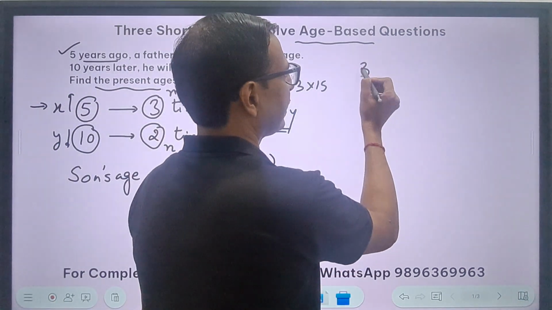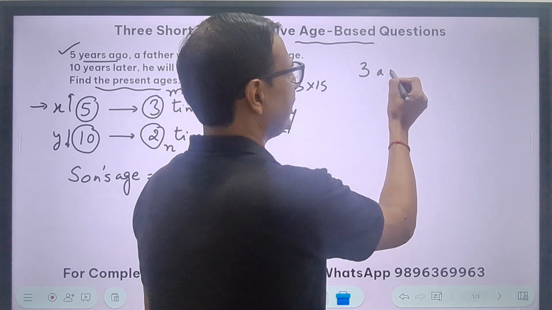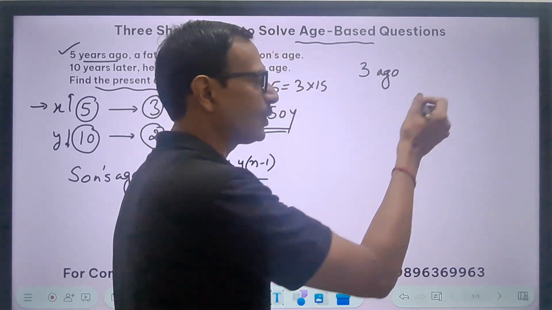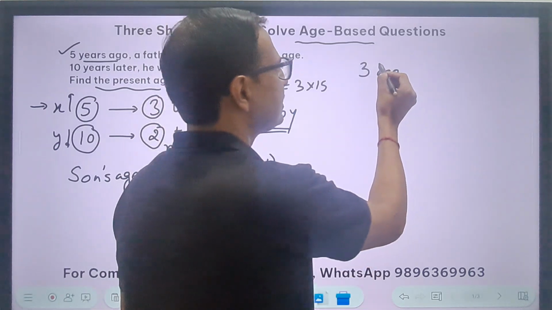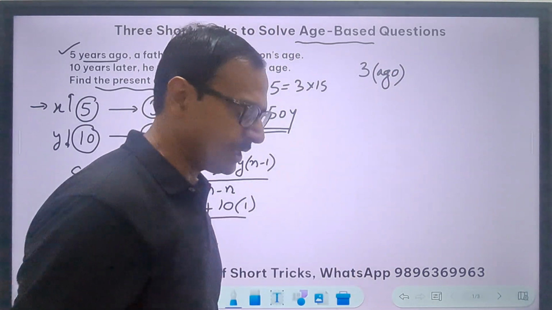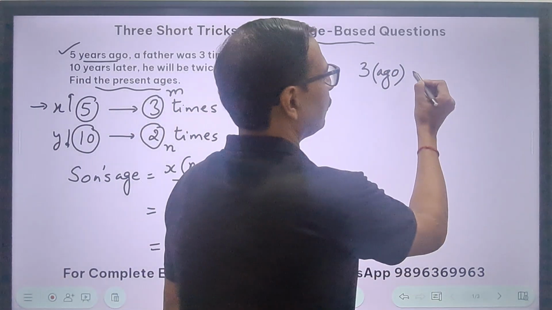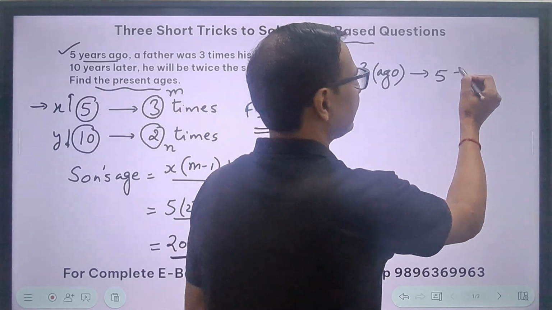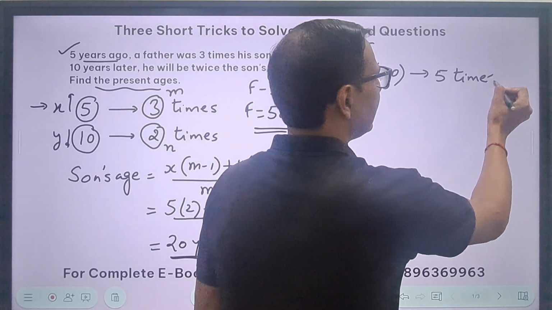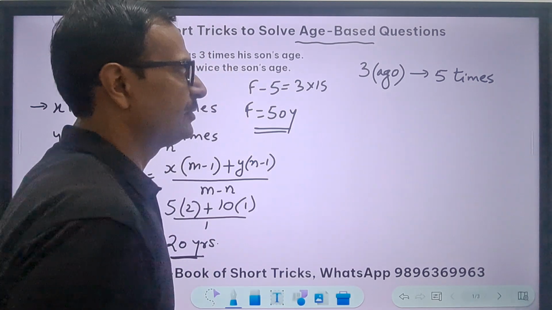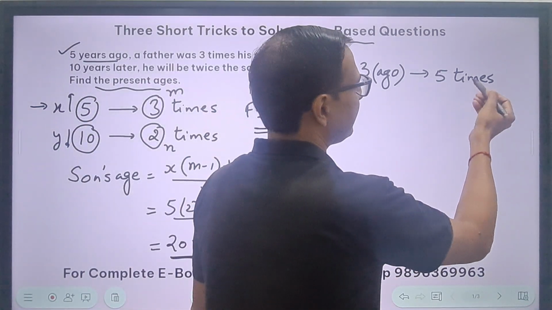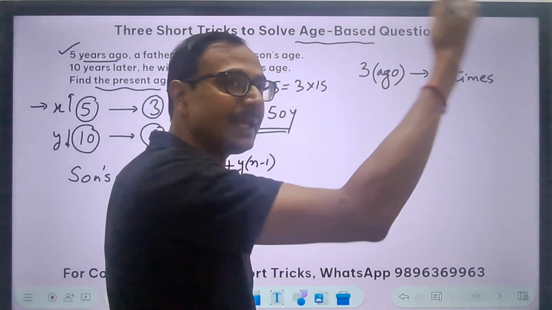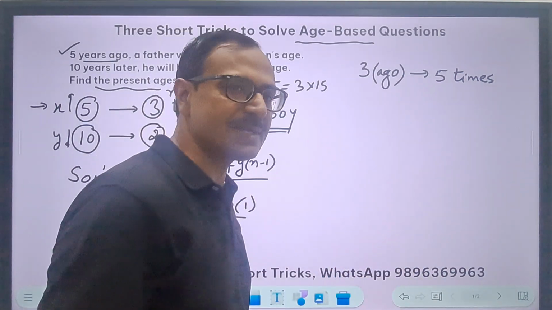Let's say we are having a question where we have 3 years ago. I'm just writing 3 ago. That means 3 years ago. What happened 3 years ago? Father was 5 times the son's age, or we can write 5 times the son's age then. That means at that time what was the son's age.